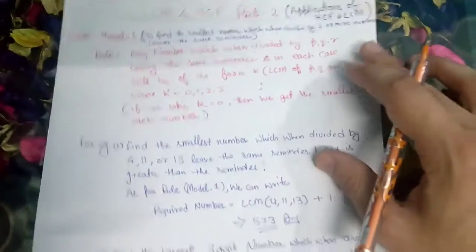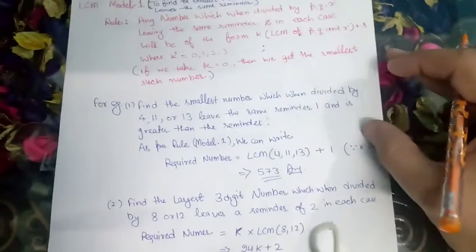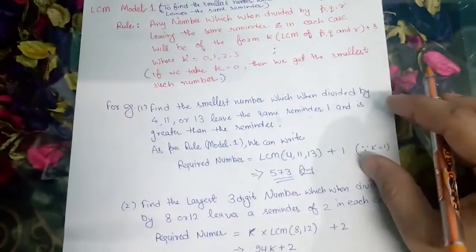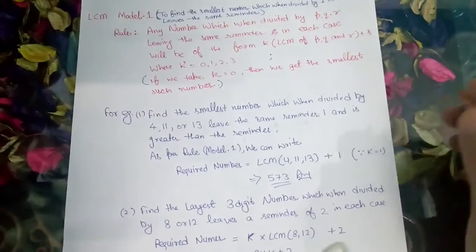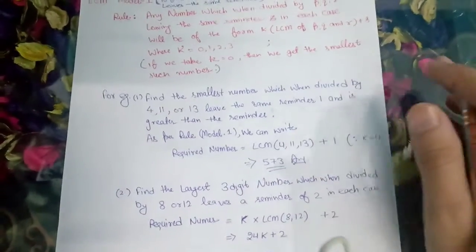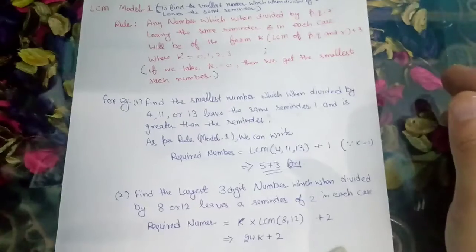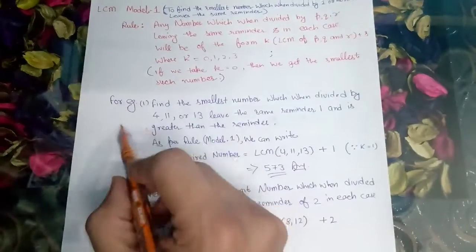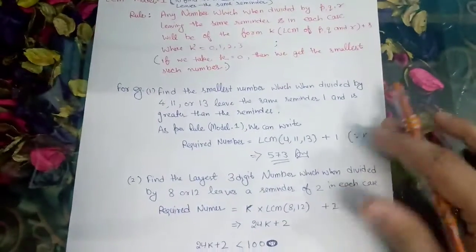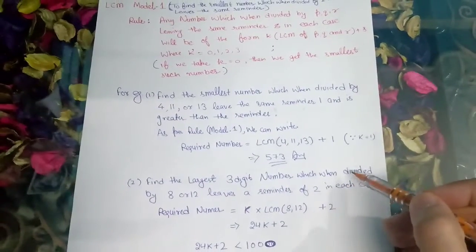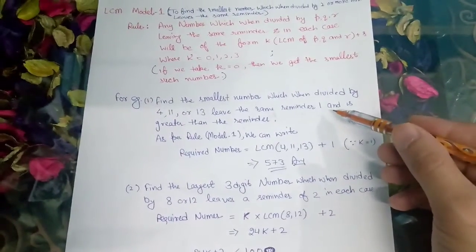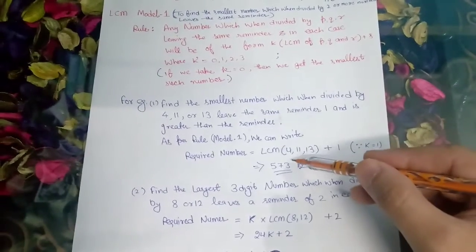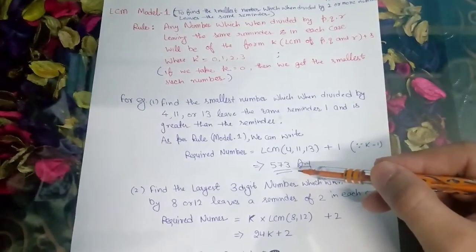Now we quickly discuss the examples. Find the smallest number which when divided by 4, 11 and 13 leaves the same remainder 1 in each case and is greater than the remainder. What does the rule say? You can write the required number as LCM of the numbers 4, 11 and 13 plus S, where S is the remainder, 1, given in the question. So LCM of 4, 11, 13 plus 1. The exact answer will be 573.